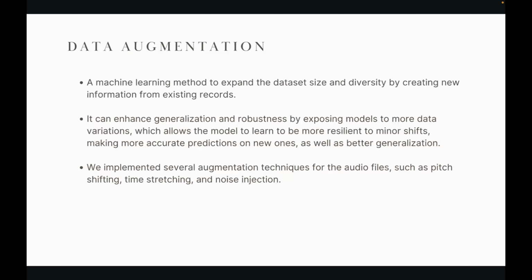For data preprocessing, a few steps were implemented, like data augmentation. Data augmentation in machine learning is used to expand the data set size and diversity, where it can help in generalization by exposing the models to more data variations, which allows the model to be more resilient to minor shifts and make more accurate predictions on new and unseen data. It can also help prevent overfitting by providing new samples that haven't been seen before by the model. Since the data set we used contains limited audio recordings, around 129 files for each emotion, we used augmentation to generate more samples, which can then be used in training.